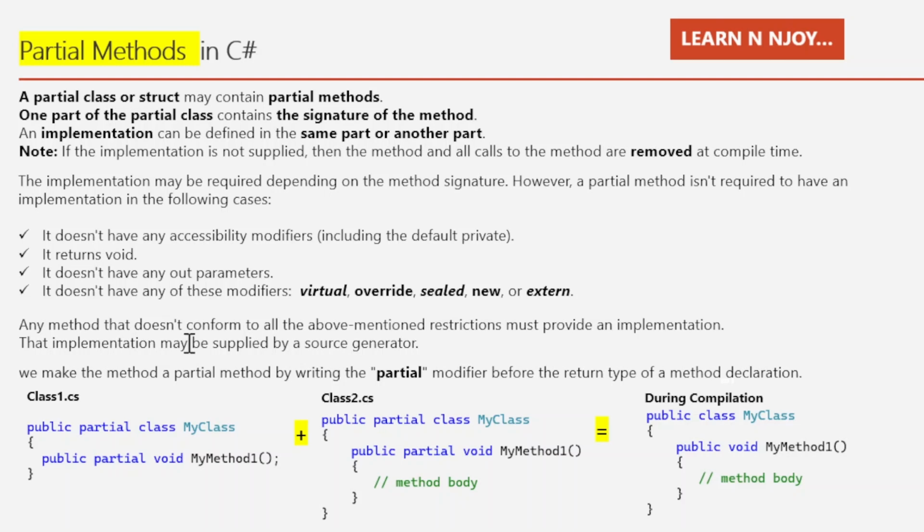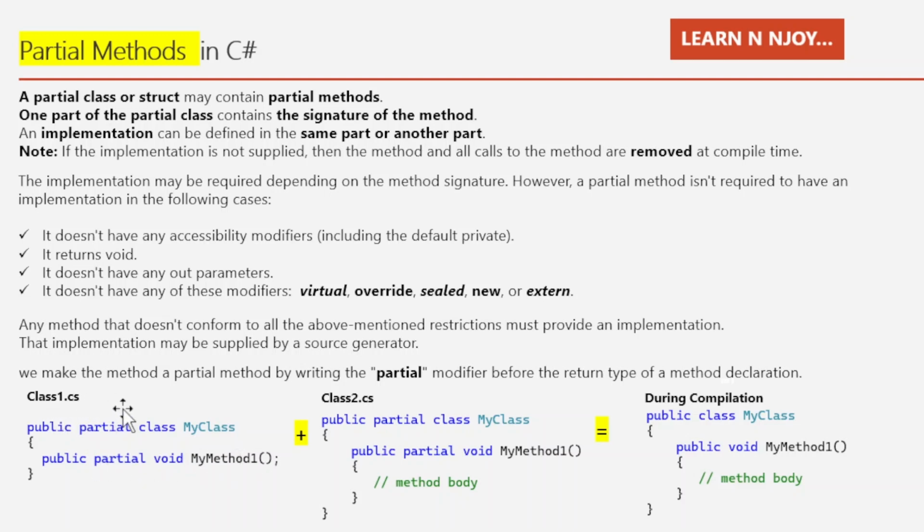How can we make a method a partial method? We make the method a partial method by writing the partial modifier before the return type of a method declaration. That's what you are able to see over here. I have written this partial class, and inside that we have this method, and this method is nothing but a partial method, because I have used this partial modifier before the return type of this method. That's why this method became a partial method, right?